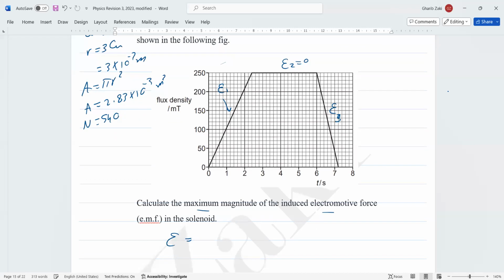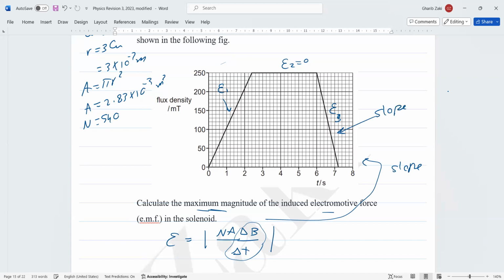EMF equals what? N A delta B over delta T, because we have a change in B by delta T. Delta B over delta T is the slope. So the maximum EMF depends on the maximum slope. So we need the slope of this line because it's more steep. The slope equals the vertical change, 250, but it's in millitesla, so 250 multiply 10 power negative 3 over the horizontal.